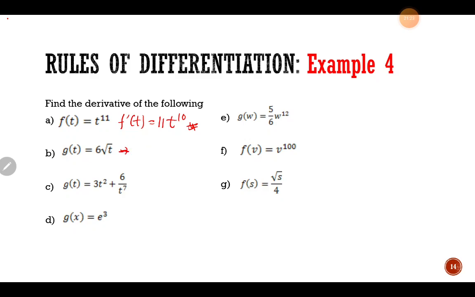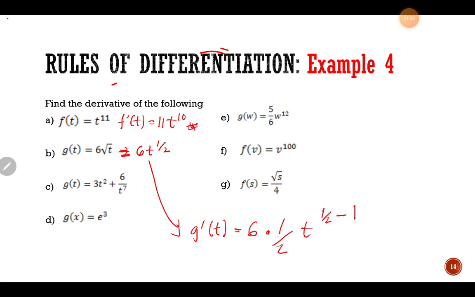So, G prime T. So, maknanya GT ni juga sama dengan, kalau nampak macam complicated ni, 6 square root T ni sebenarnya adalah 6T kuasa 1/2. Betul? So, G prime T dia akan jadi 6 darab dengan 1/2. Kuasa ni kan turun bawah. T kuasa 1/2 tolak 1. Right. So, 6 dengan 1/2 jadi dapatlah 3. T kuasa 1/2 tolak 1 negatif half. Ataupun 3 over square root T macam ni. Tu adalah jawapan untuk B.